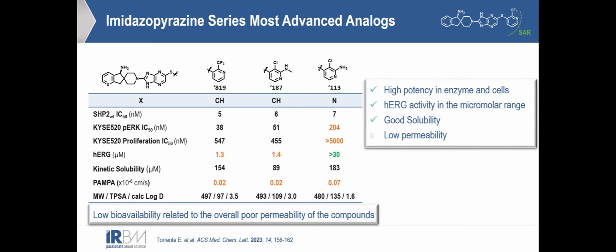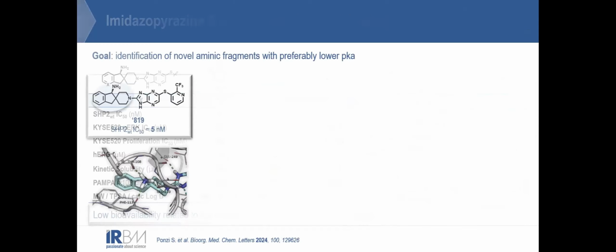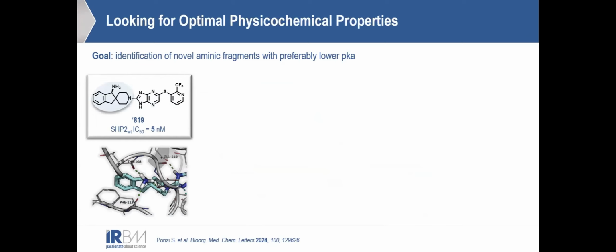So the main explanation that we gave for this behavior is that we have a compound with low permeability. So the next step was for sure to try to improve this permeability, because it's essential in order to have a proper PK profile. And we focused our attention on the amine.